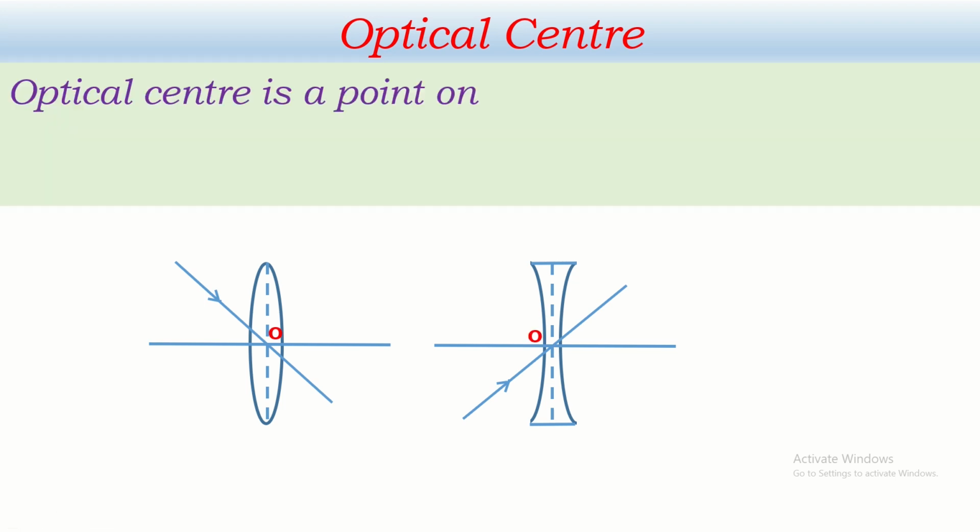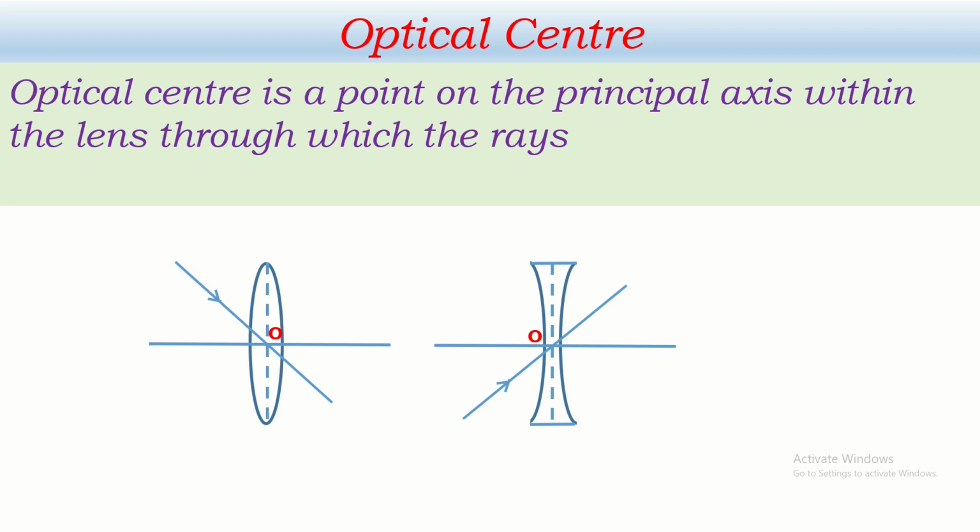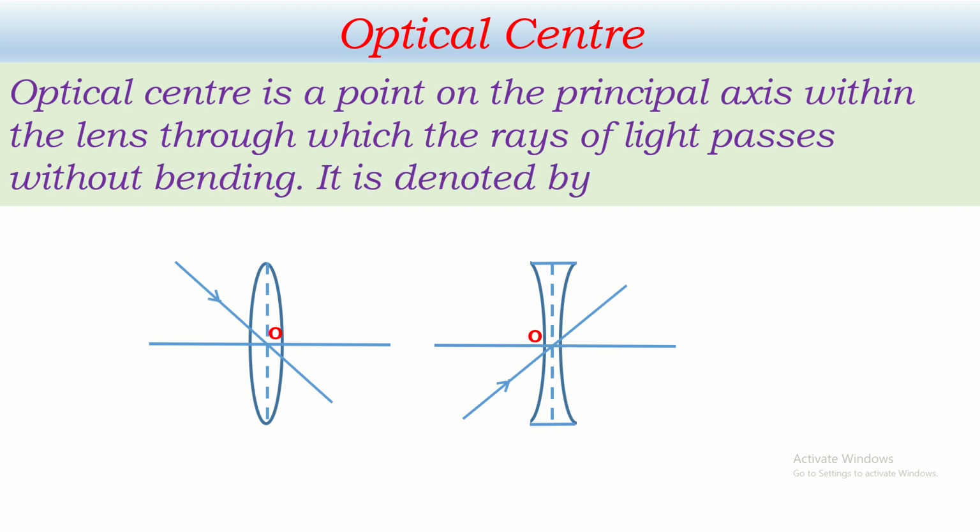We can define it this way: optical center is a point on the principal axis within the lens through which a ray of light passes without bending. It is denoted by O or sometimes by C. Within the lens, this length is the length of the principal axis, and the central point of this principal axis within the lens is actually the optical center.